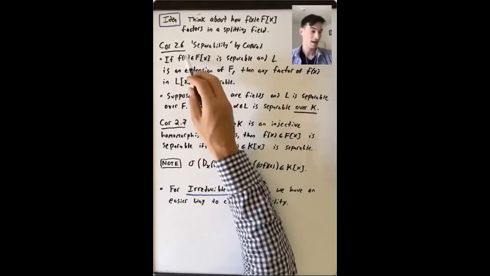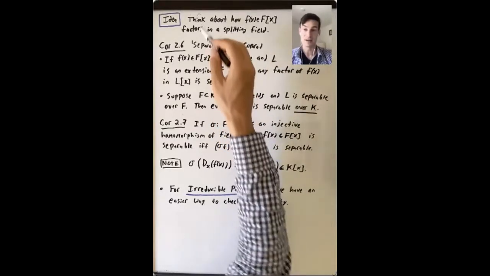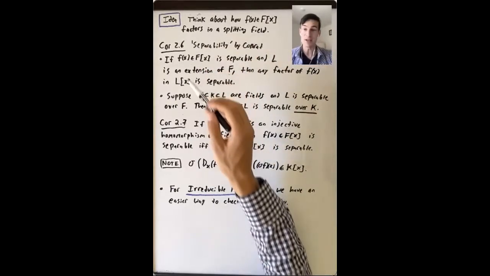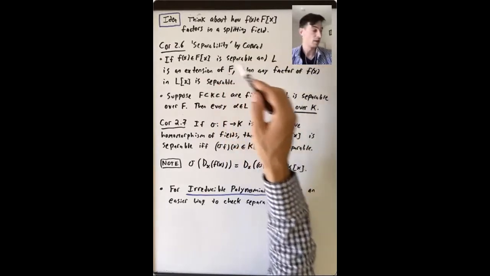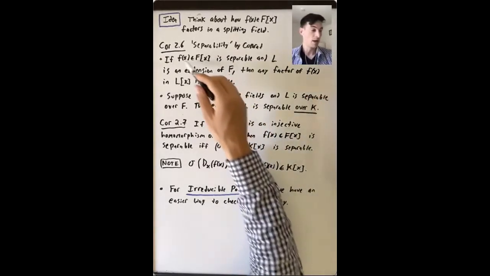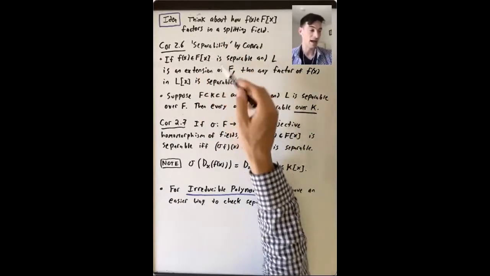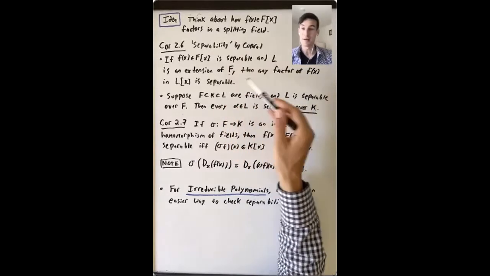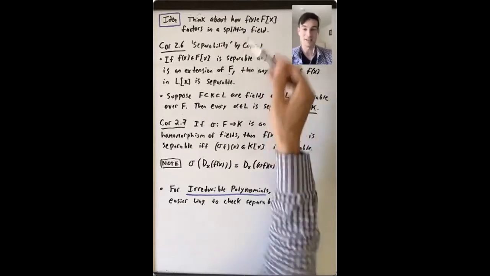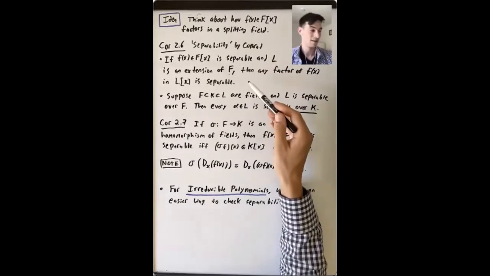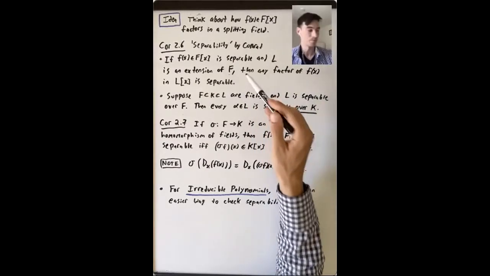So you have f(x) that factors some way in F[x]. You can go to this larger field, L[x]. So maybe those factors that might be irreducible in F[x] are no longer irreducible in L[x]. But if f(x) has distinct roots in a splitting field, then you factor in L[x], you pick out some factors, and each one of those factors has distinct roots in a splitting field also.